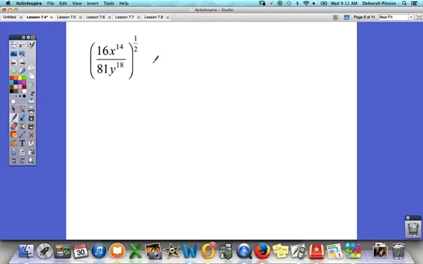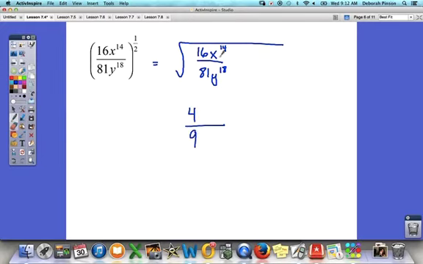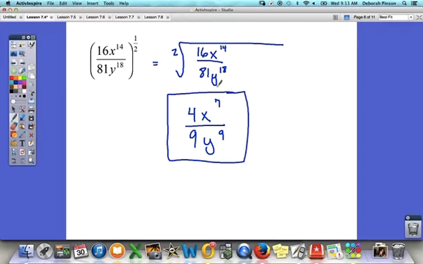Okay, so I'm giving you this as a fraction exponent. I'm going to try to change it to the square root of all that stuff to the 1st power. And then I can simplify this. Square root of 16 is 4. Square root of 81 is 9. Square root of x to the 14th, remember this is a square root, so it is x to the 7th, and y to the 9th. So depending on the problem, some forms may be easier than another.